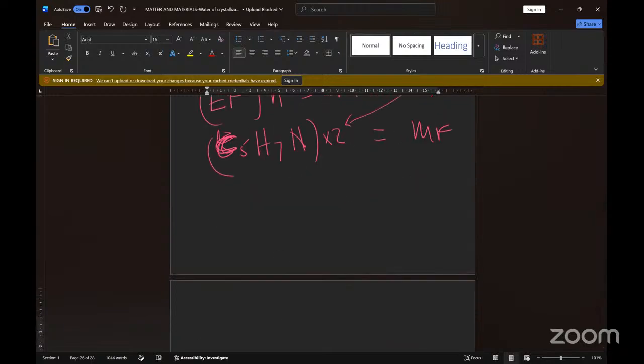So 2 times 5 is 10. So this becomes C10. 2 times 7 is 14. So H14. And 2 times N is N2. So we are going to have that. So this becomes the molecular formula.